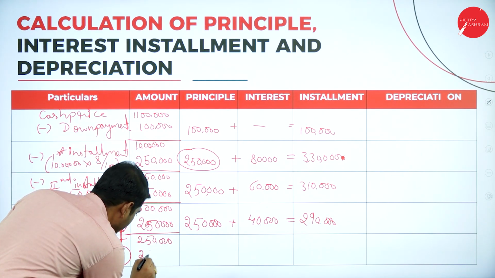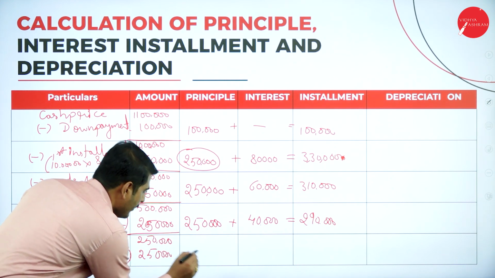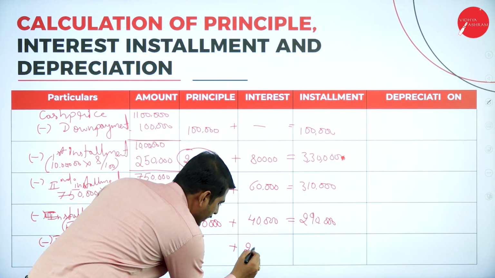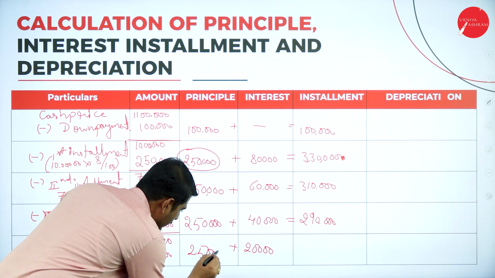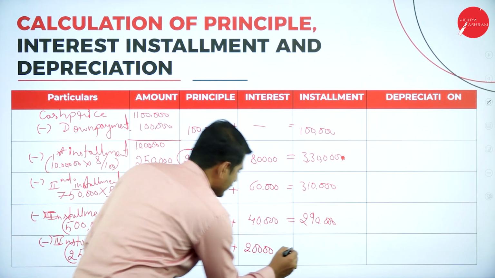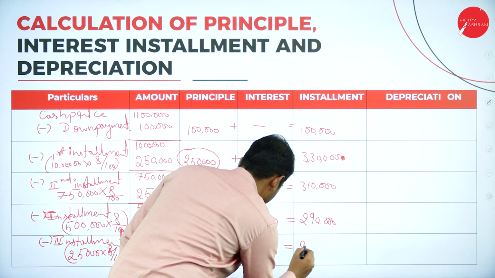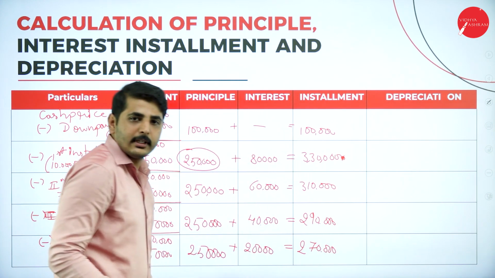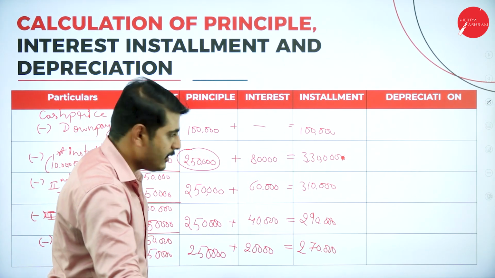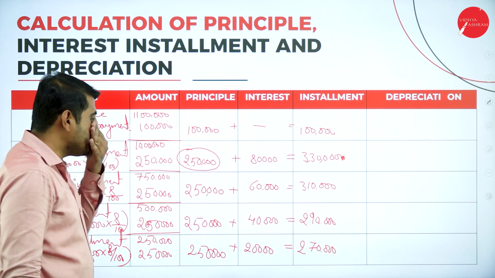So the amount we are paying: 2,50,000 is the principal amount, interest is 20,000. Total it is 2,70,000. See, I am repeating. Listen, children. Again, I am repeating once again.